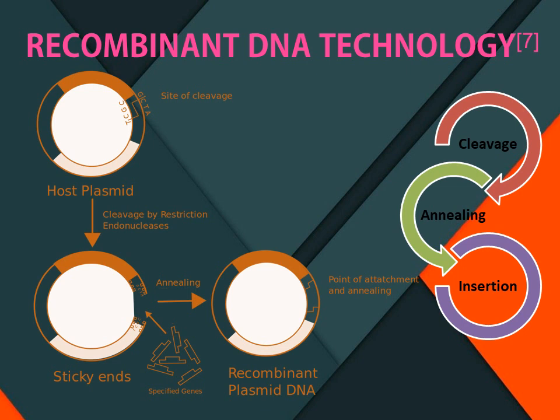Then annealing occurs, where ligase enzyme joins the vector DNA with the gene of interest, producing a recombinant DNA. Last but not least, insertion occurs where the recombinant DNA is inserted into a new host cell. Replication of the cell carrying the recombinant DNA molecule occurs, producing a genetically identical cell population, which we call a clone.